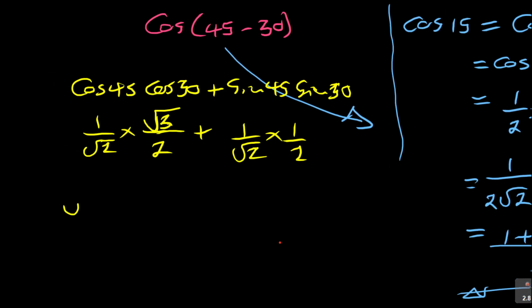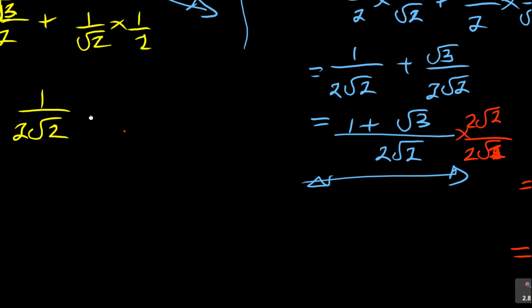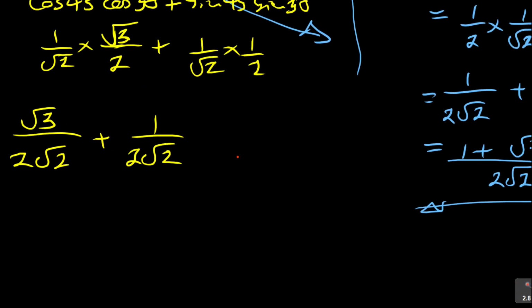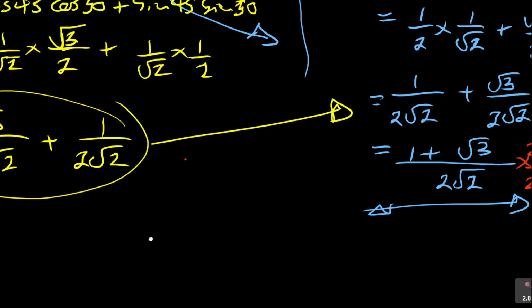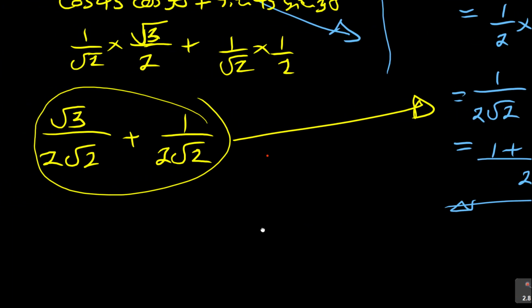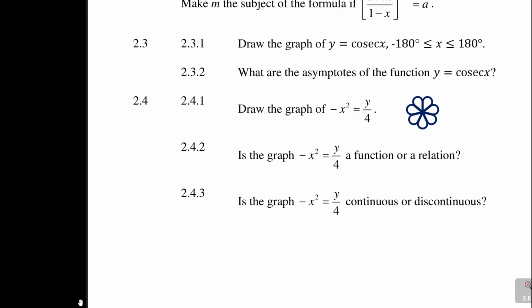So you have got root 3 over 2 root 2 plus 1 over 2 root 2. And then where is that? There it is. And this one here is this one there. Just check. You see that? Same thing. So that is that. Let's move on to the next one.